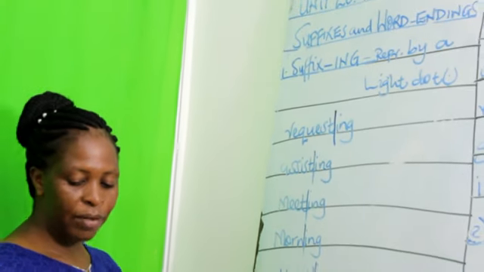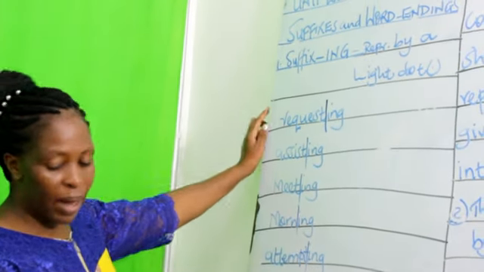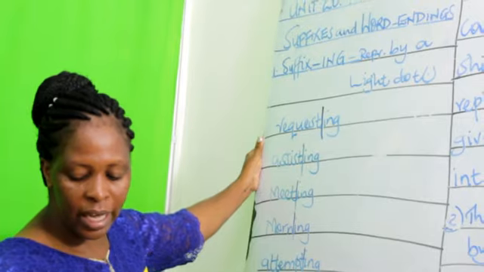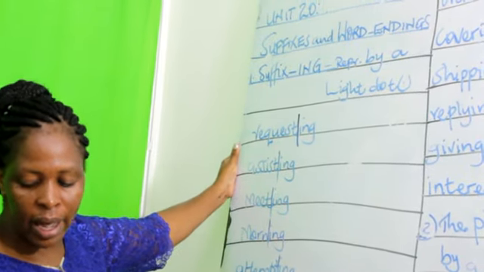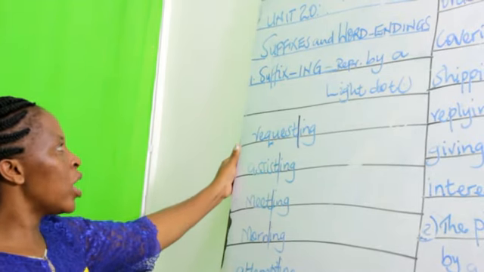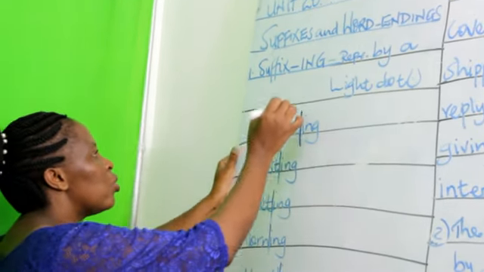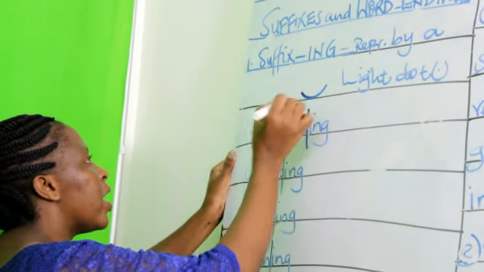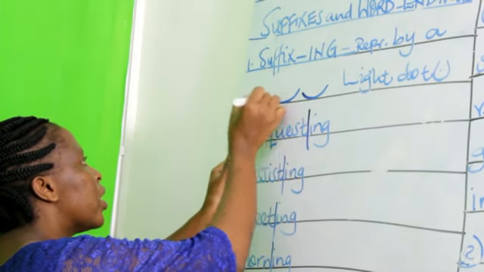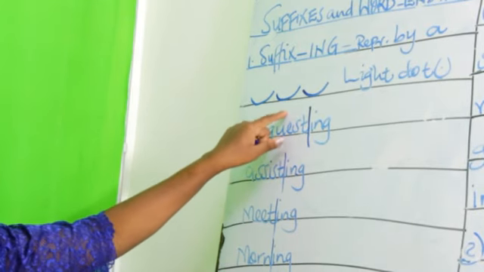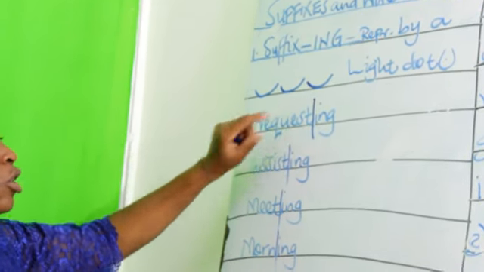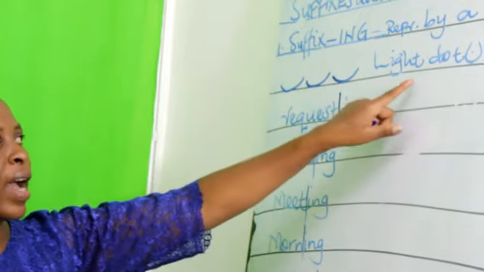We use the ing dot where it would be difficult to write the stroke of ing at the end of a word. Remember the stroke of ing is drilled like this. If it is difficult to drill the stroke of ing, then we use a light dot to represent that, and therefore we refer to it as an ing dot.